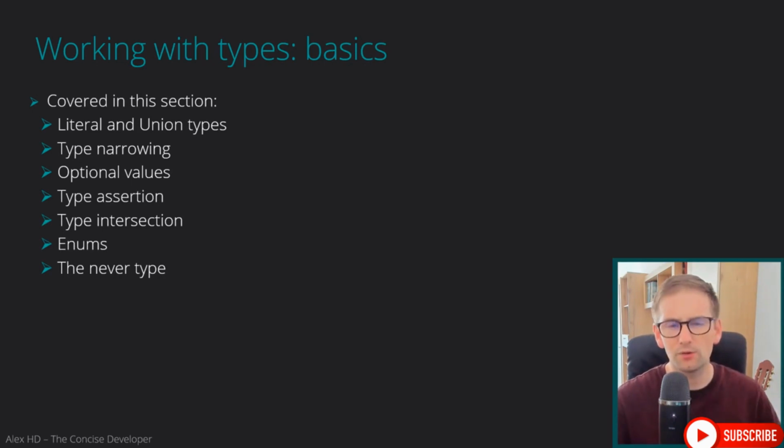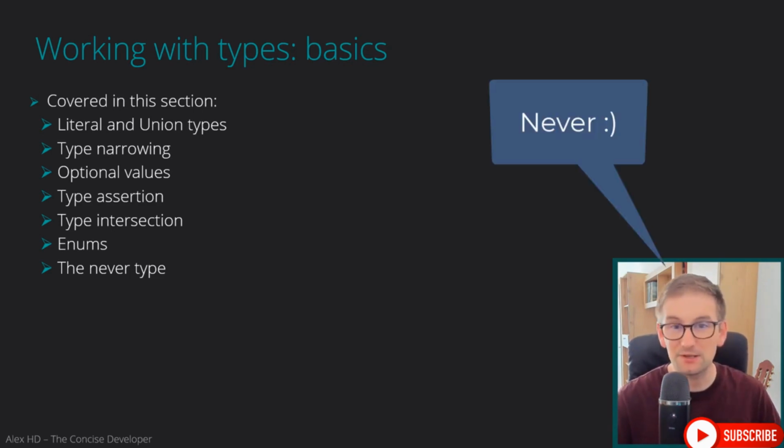We will go through all these features that you can see on the screen. We will talk about literal types, type narrowing, optional values, a great technique called type assertion and also type intersection, and we will talk about two important TypeScript features, the enums and the enum type. This being said, let's get to work inside the next lecture.